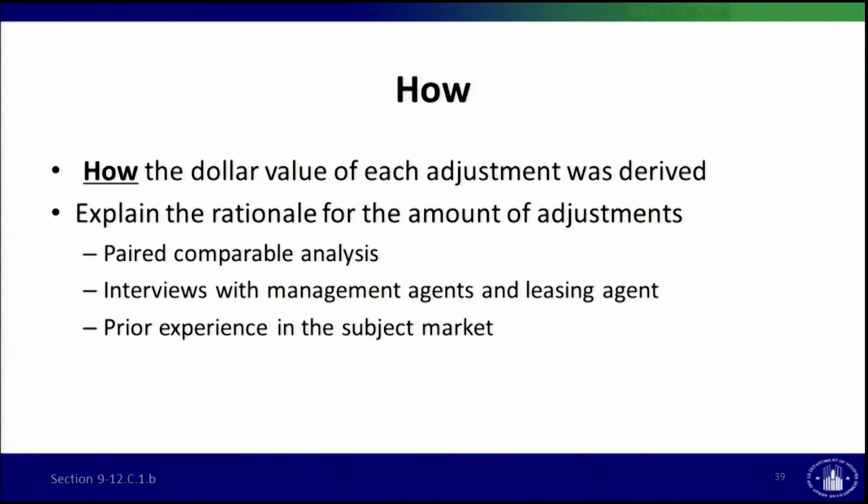In addition to providing reasons for why the adjustment was made, you have to explain the rationale for each amount of each adjustment. You could use paired comparable analysis, interviews with management agents or the leasing agent. However, if you use interviews, you need to make sure that the information can be documented rather than just an unfounded opinion. Prior experience in the subject market to justify the amount of adjustment could be used.